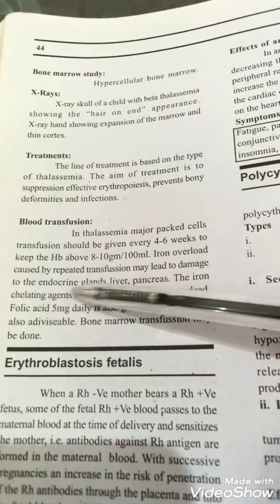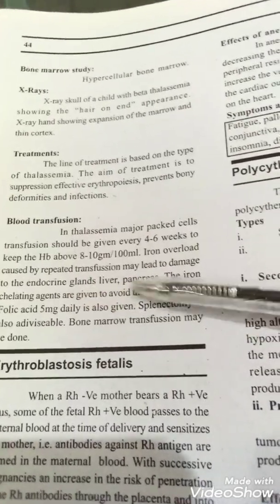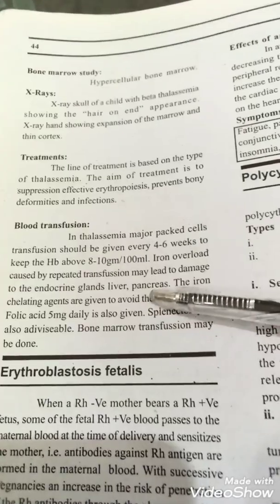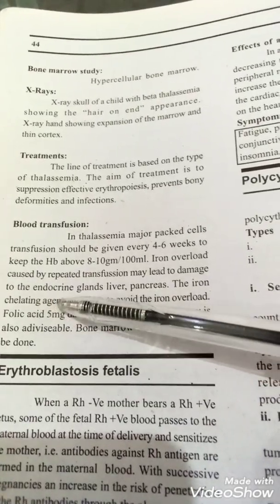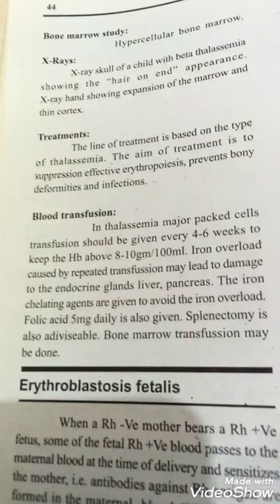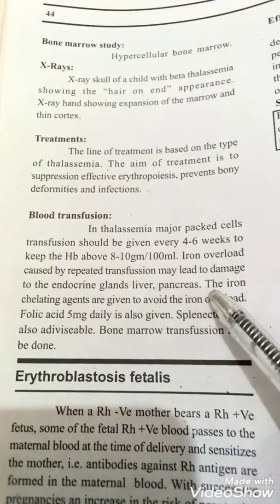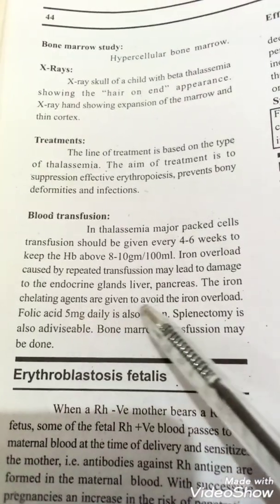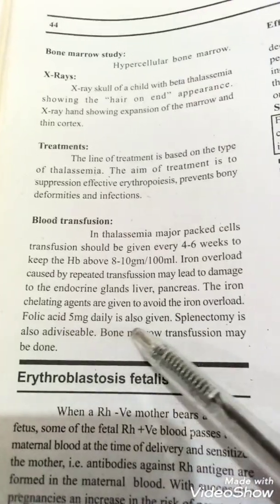Iron overload caused by repeated transfusion may lead to damage to the endocrine glands, liver, and pancreas. When there is an increased level of iron, it may produce problems for the endocrine glands, liver, and pancreas. The iron chelating agents are given to avoid the iron overload. Folic acid 5 mg daily is also given.